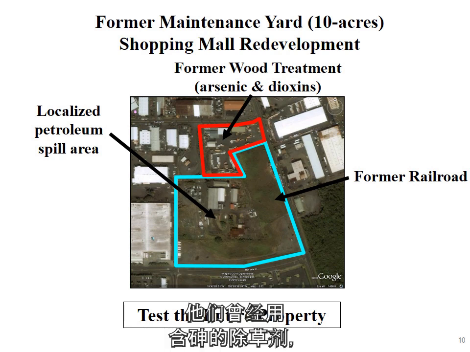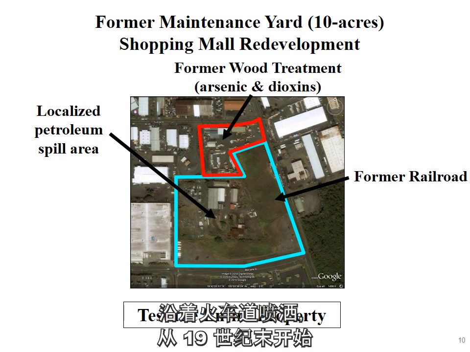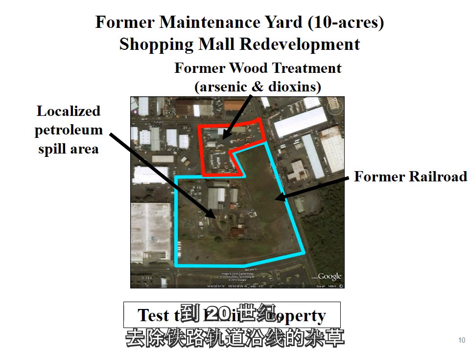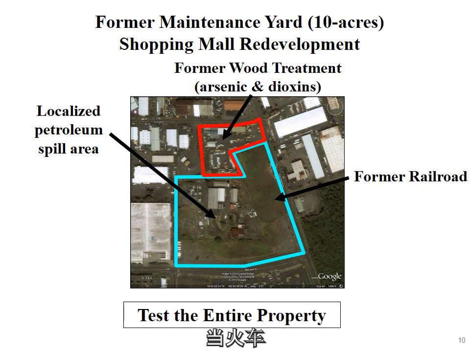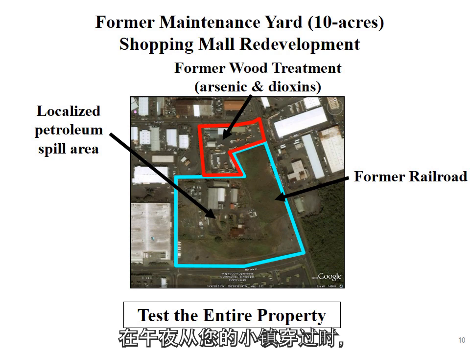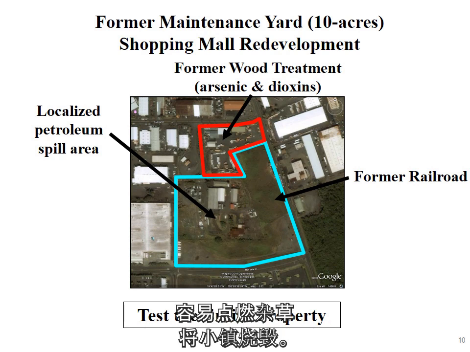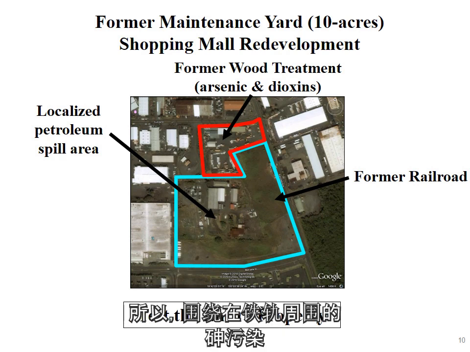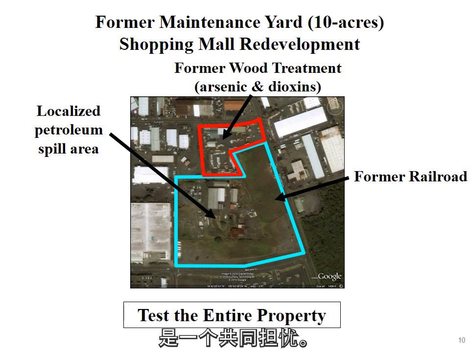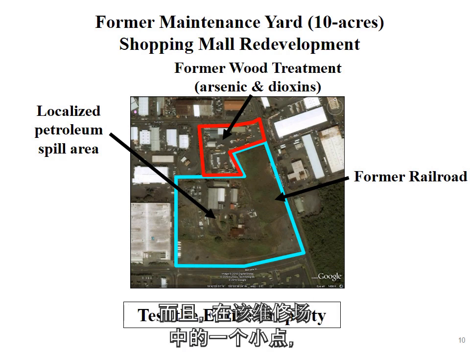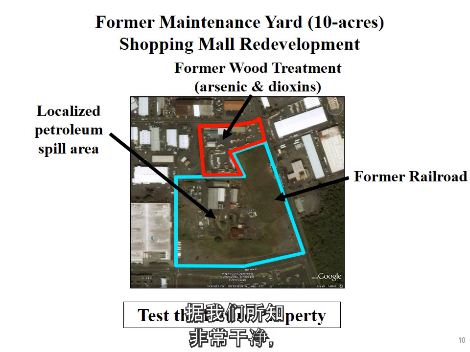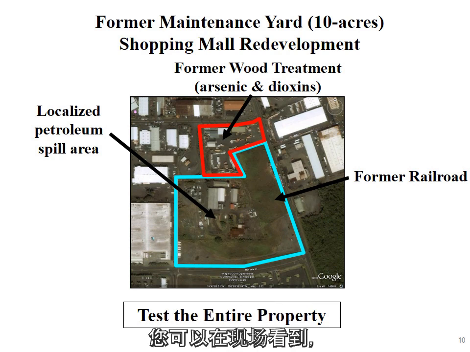They used to spray arsenic-based weed killer along railroad tracks, really from the late 1800s through the 1900s, to kill weeds along the tracks. It was a big problem back then with trains going through your town in the middle of the night and catching the weeds on fire and burning the train, your town down. So arsenic contamination around railroad tracks is a common concern. Also a small spot within this maintenance yard, which otherwise is fairly clean as far as we knew, of petroleum contamination. And you can see it in the field, so not a big surprise.